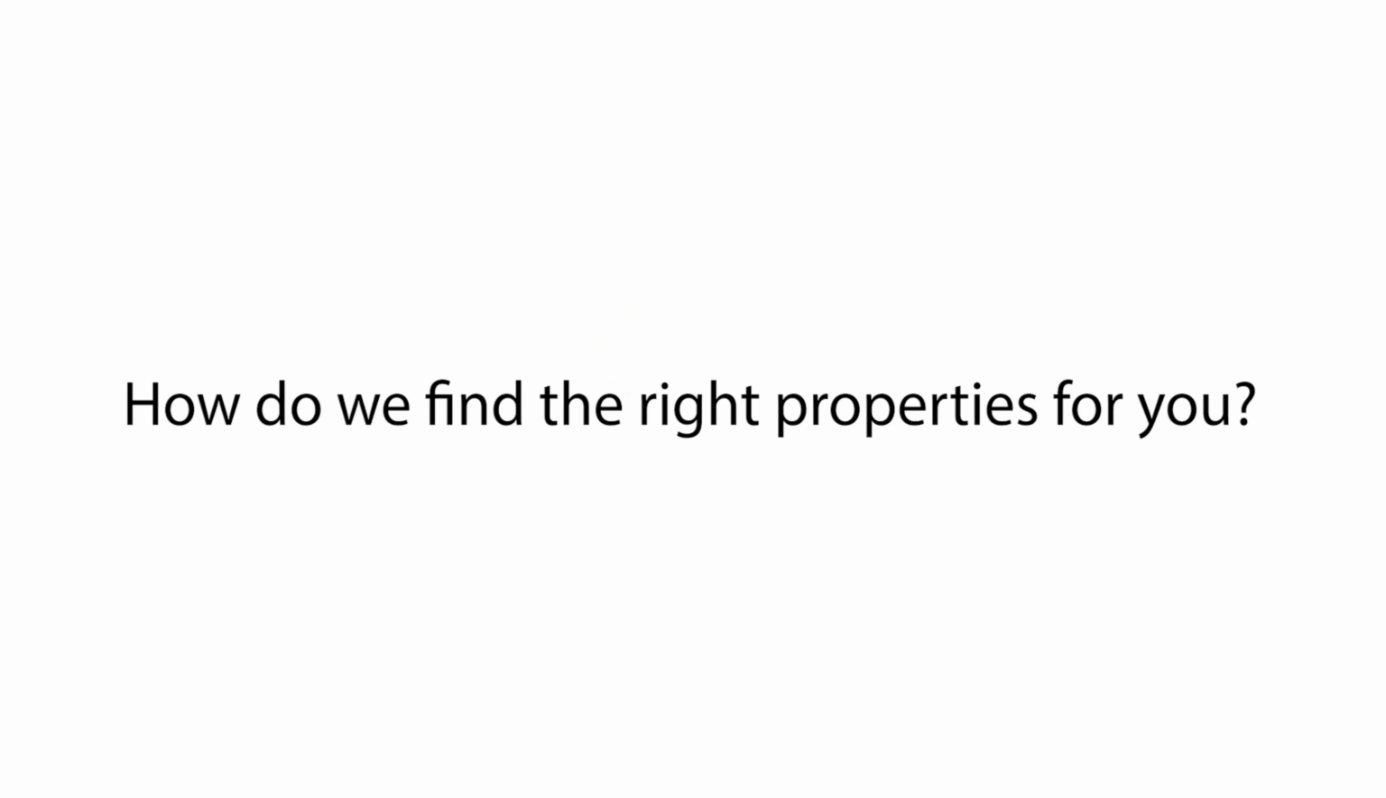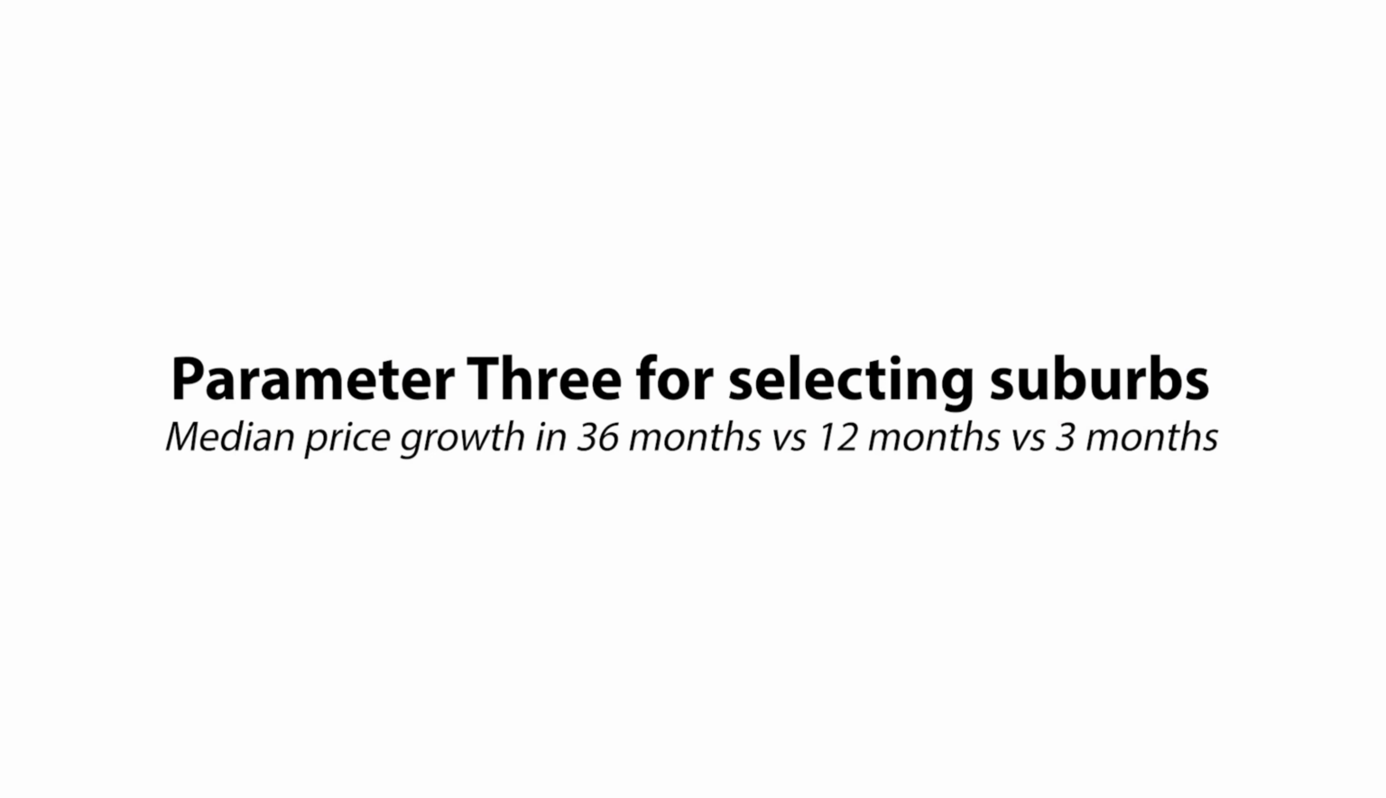The third parameter that we look at is the median price growth in 36 months versus 12 months versus 3 months. And the reason why we look at these 3 parameters is because you can then extrapolate and see where that market is heading. It is a very clear indication of you to understand what you can expect in the short term.